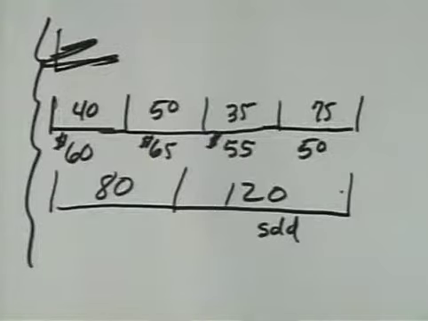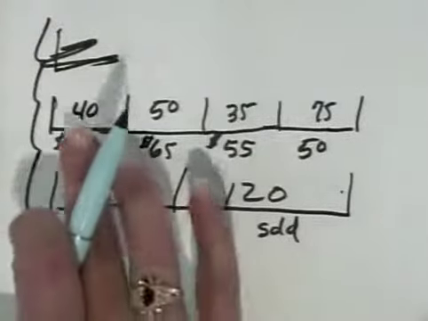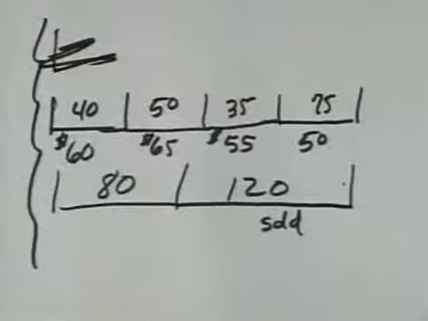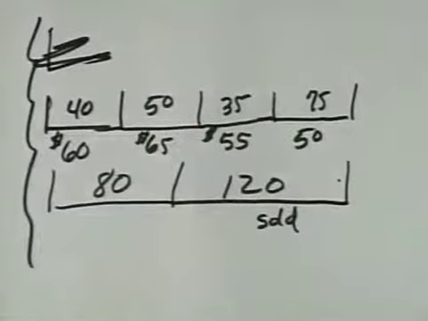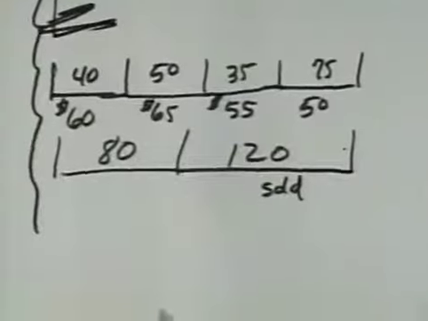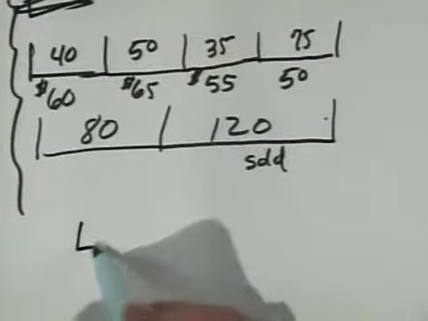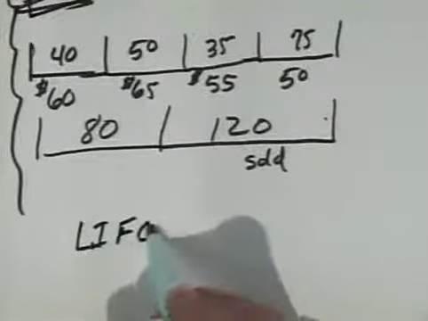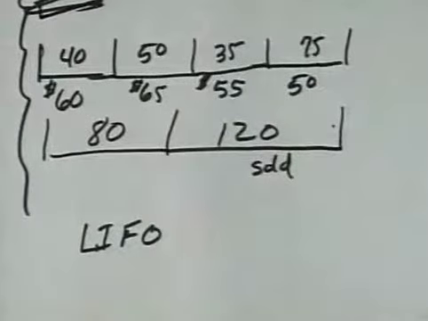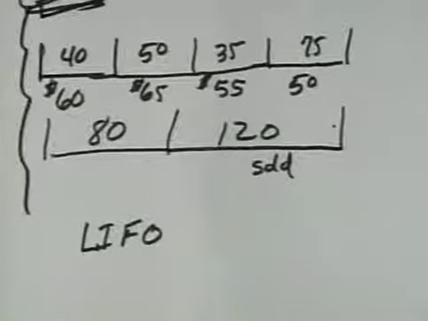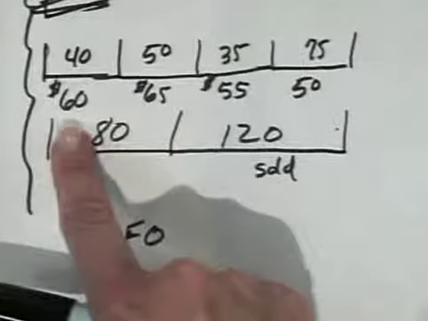The 80 chairs that are left are this 40 that I paid $60 for, and part of this 50. How many out of this 50? 40 more, right. So the calculation for last in, first out says the ones that are sold are the $50 and the $55 ones. The ones that are left are the $65 and $60 ones.